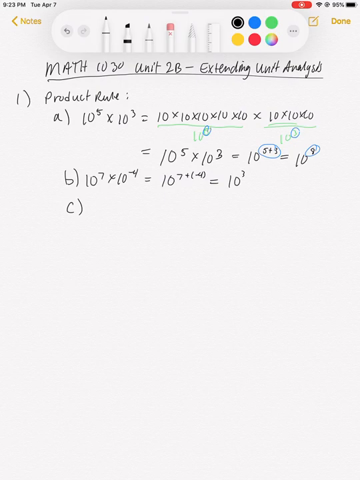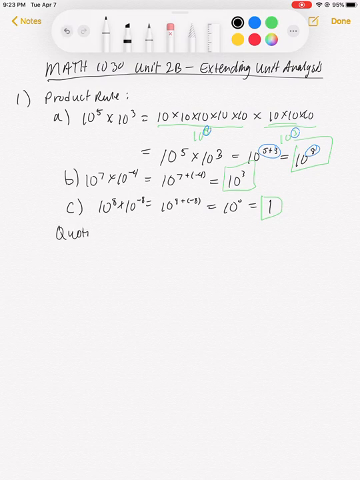Part C, 10 to the 8th times 10 to the negative 8th. Okay, so we have 10 to the 8th plus a negative 8 gives me 10 to the 0 power. And we know that that's 1. So we have 10 to the 8th, 10 to the 3rd, and 1. Next one is the quotient rule. If you have 2 powers dividing themselves, you subtract their exponents.